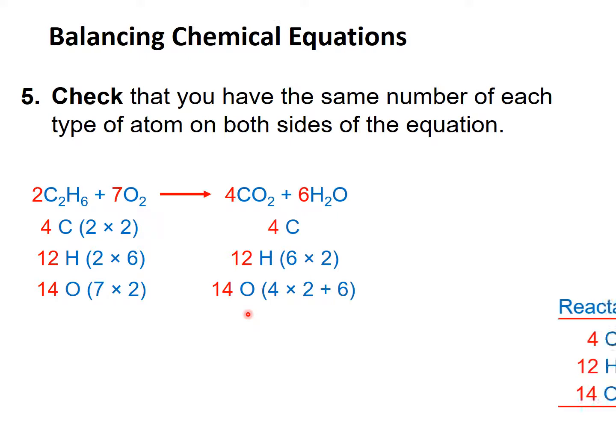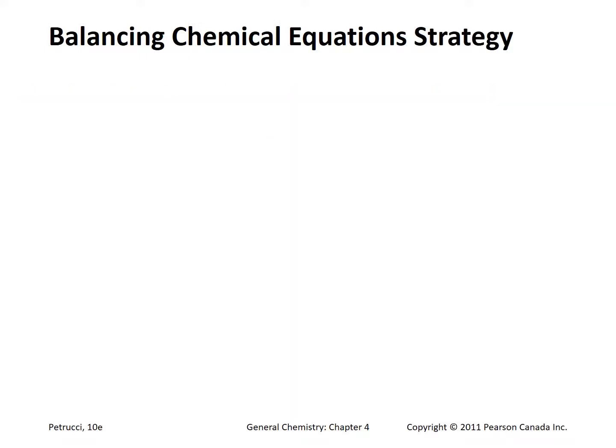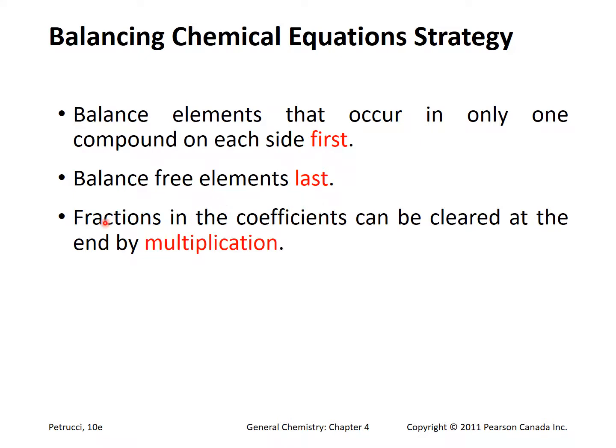So we can see that on the left-hand side in the reactants, we have 4 carbons, 12 hydrogens, and 14 oxygens. And on the product side, or the right-hand side, we have 4 carbons, 12 hydrogens, 14 oxygens. So our reaction is balanced. So to summarize, the strategy for balancing chemical reactions is number 1, to balance the elements that occur only in one compound on each side first. 2, to balance free elements last. And 3, fractions and the coefficients can be cleared at the end by multiplying.